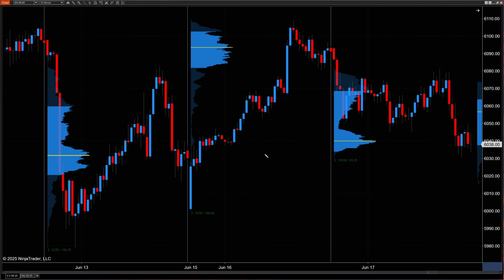Now, when you look at this volume profile shape right here, what do you see? And more importantly, how do you trade the B-shape volume profile? This could be video number 4 in the volume profile series.